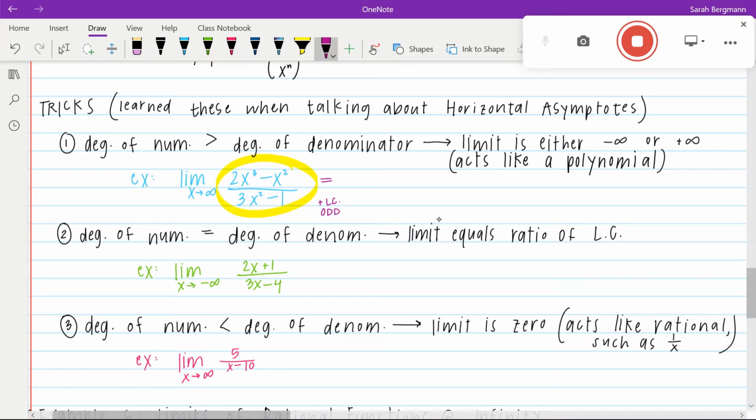So odd positive leading coefficient is going to look something like that. It could have different curves in the middle, but the end behavior is always going to act the same. We're talking about the right end. So the answer for this limit should be positive infinity.